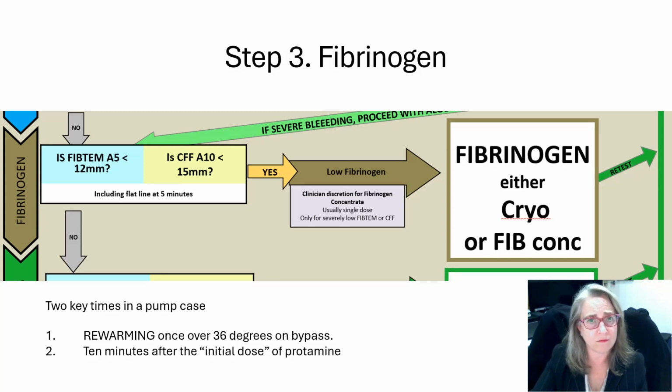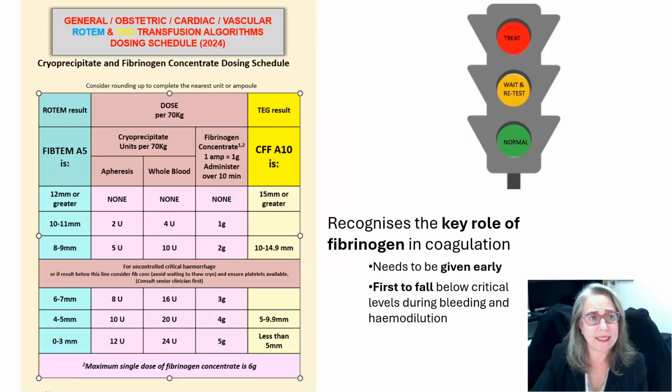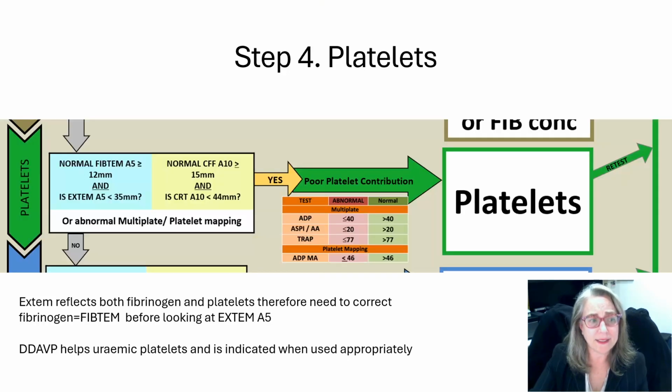In terms of the next step, going down, we're looking at the fibrinogen level. It's the same now as the obstetric algorithm or the trauma algorithm. We're looking for clot strength and fibrinogen. We are giving fibrinogen if it's indicated according to the algorithm, and I've showed you this slide already, and this is the schedule that we use, whether it's apheresis or whole blood cryo, or if we're lucky enough to be able to use fibrinogen concentrate. It needs to be given early because it's the first to fall.